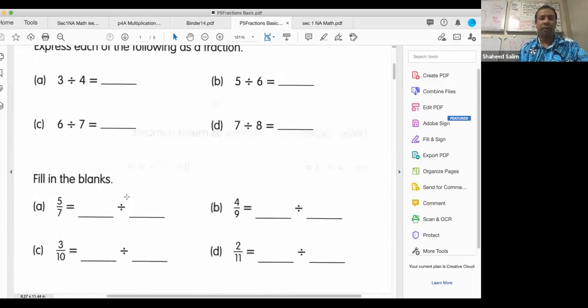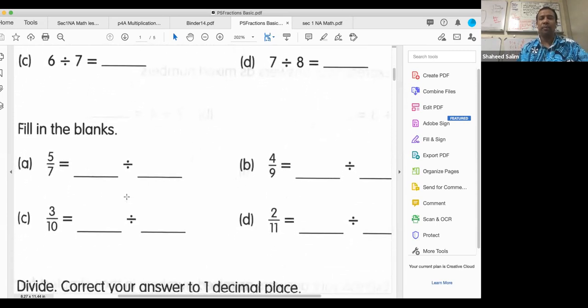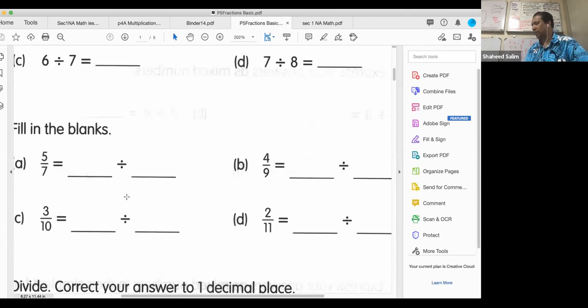Can we try now? Now it's the opposite. Do ABCD, please.